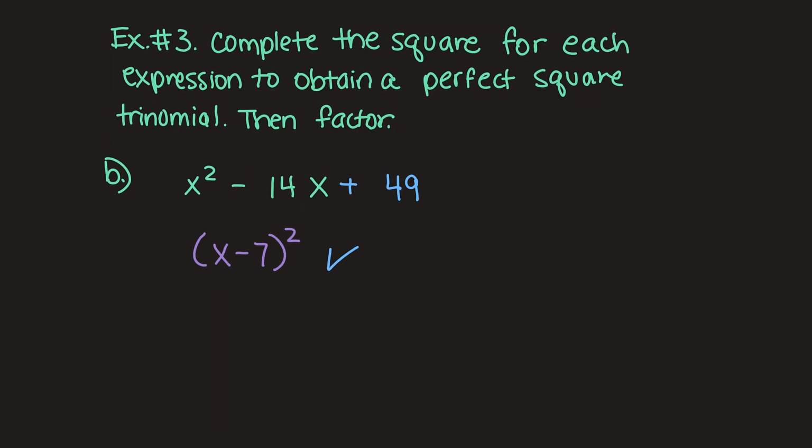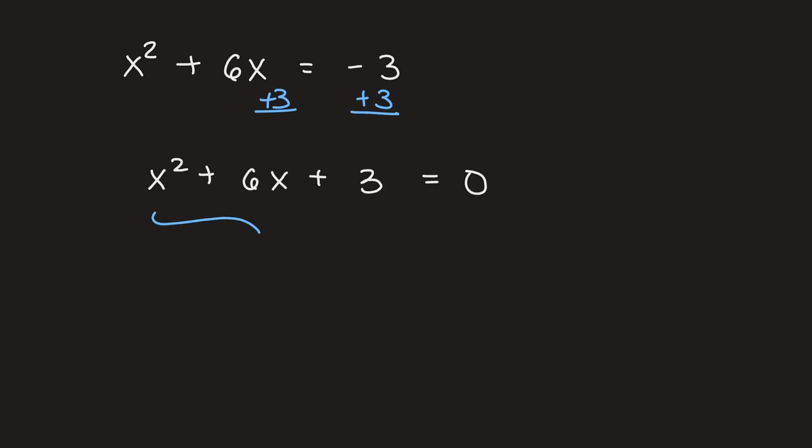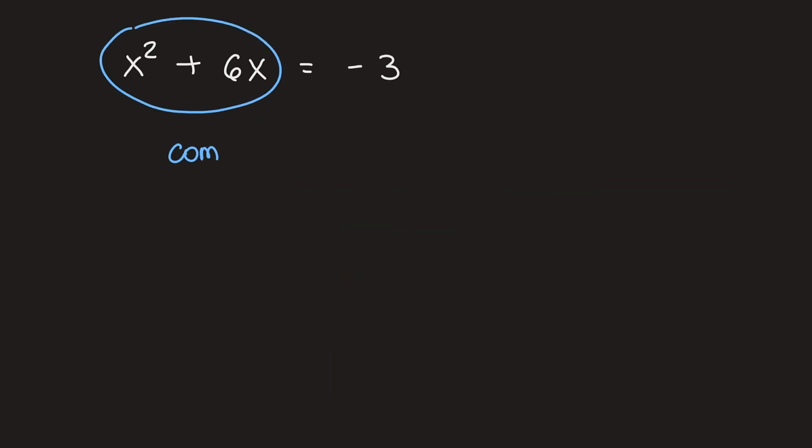So now that we know how to complete the square, we can apply this method to solving quadratic equations. So if we have a quadratic equation like x squared plus 6x equals negative 3, we won't be able to use a square root property on this right away, since we don't have a square term equal to just a constant. And notice that if we write this quadratic equation in standard form, we can't factor the left side. Therefore, we will use completing the square to solve this instead.